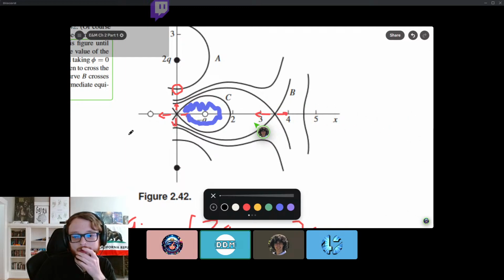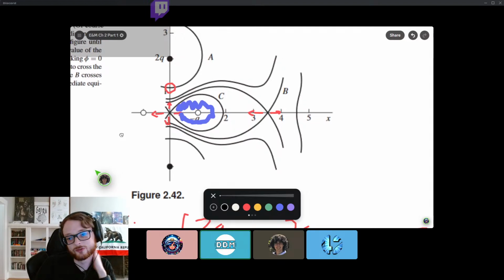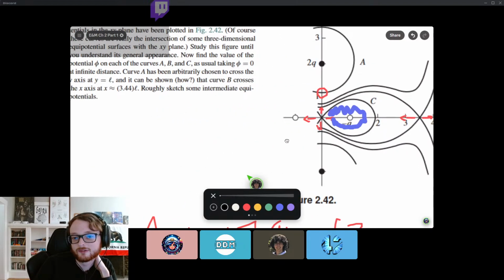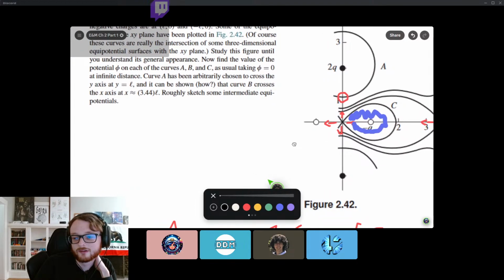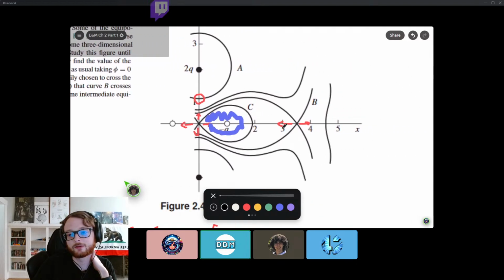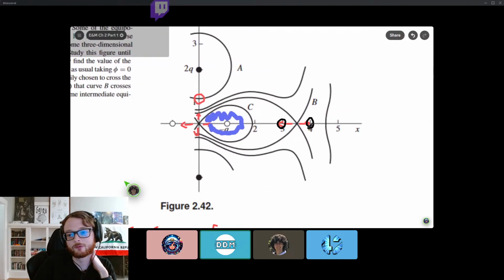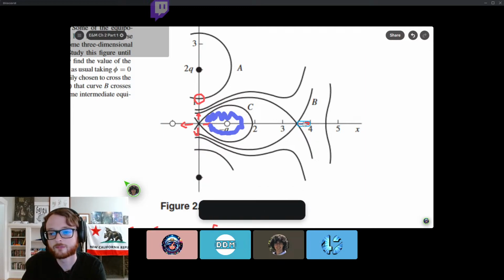I'd like to try an intermediate value type of thing, showing whether there's some kind of sign change. Like, we found the potential at like (3, 0) and (4, 0). Can we expect to find different signs, and that will prove it? It would be interesting to see. Yeah, I guess let's try it.